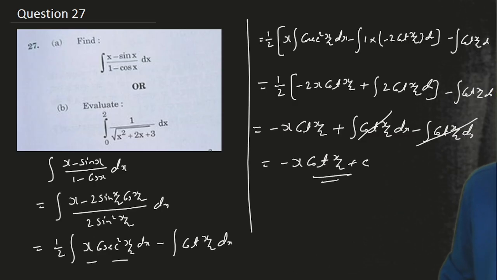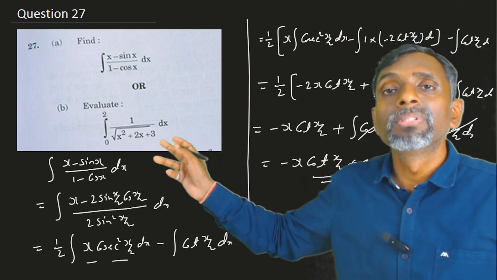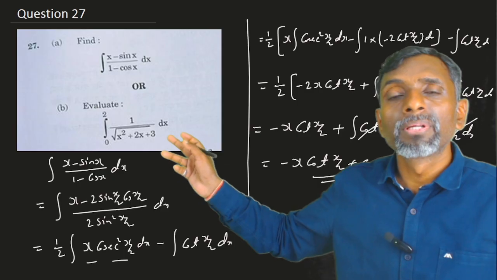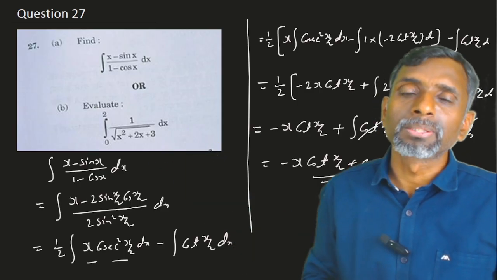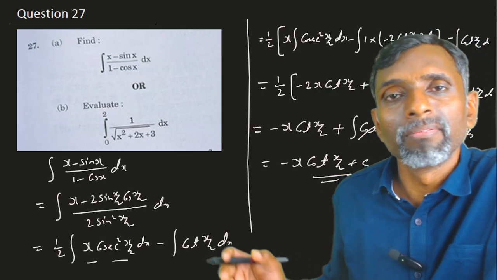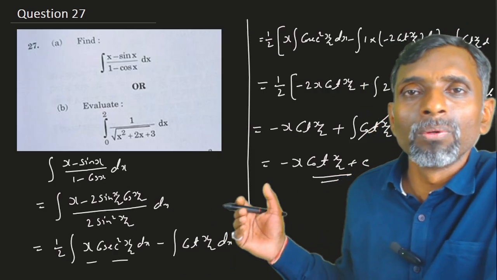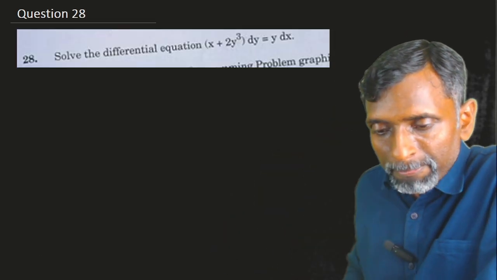So the first question is based on integration by parts, and the second question is a very simple question where we can use the completing a square method to make it into the standard form, which is 1 by root of x² plus a² or 1 by root of x² minus a², right? And then finally we can put the value of lower and upper limit. Fine. Let's see question 28.